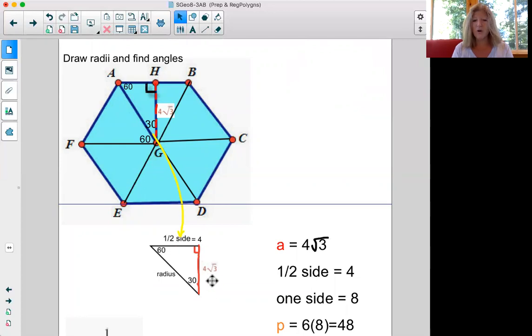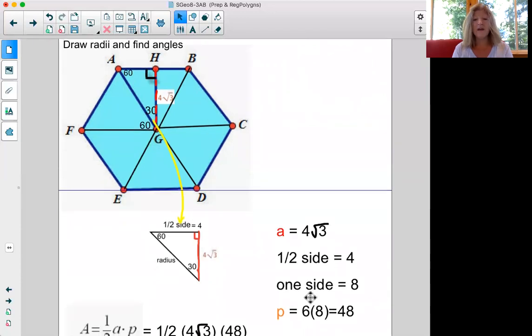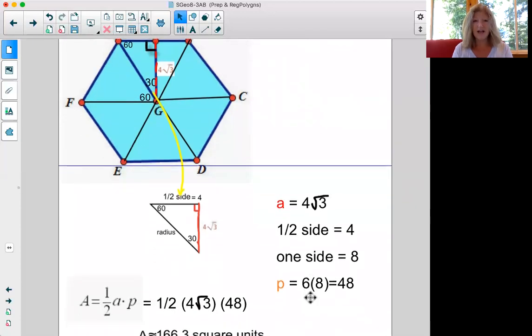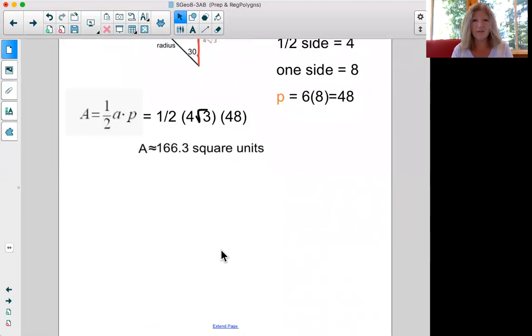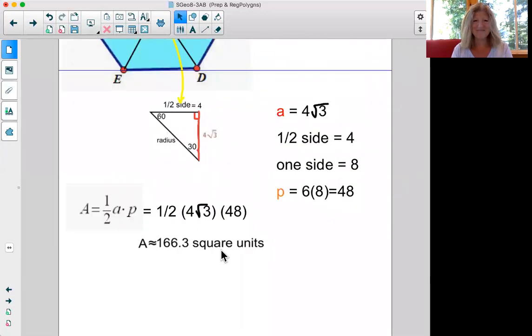Therefore, working backwards to find out what the short leg is, we would divide by root 3 to get 4. Remember, that represents half a side. So one full side is double that, or 8. So now we know each side is 8. We have 6 sides, so our perimeter is 6 times 8, or 48. Now we have A, we have P, and we can plug them both into our formula to find the area of this regular hexagon.